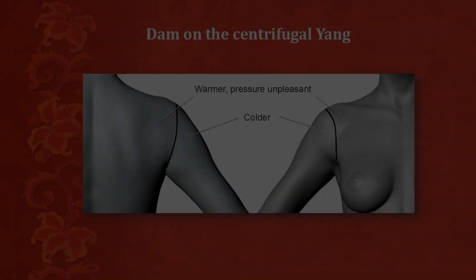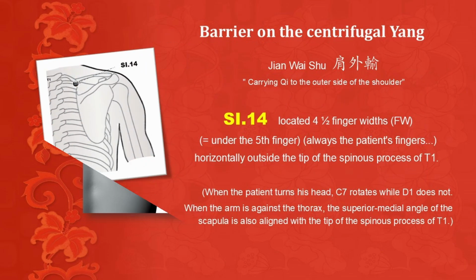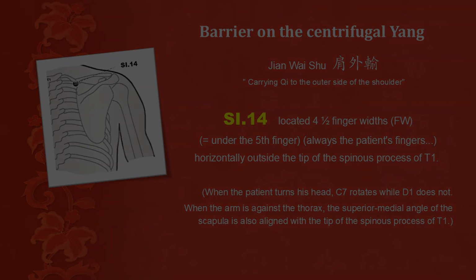It's the centrifugal yang that's blocked at the shoulder, causing shoulder pain. We will treat this barrier with point small intestine 14, whose Chinese name actually means transporting energy to the outer side of the shoulder. That's exactly what we need. This point is located 4.5 fingers, which means below the fifth finger, horizontally, outside the tip of the spinous process of the first dorsal or thoracic vertebra.